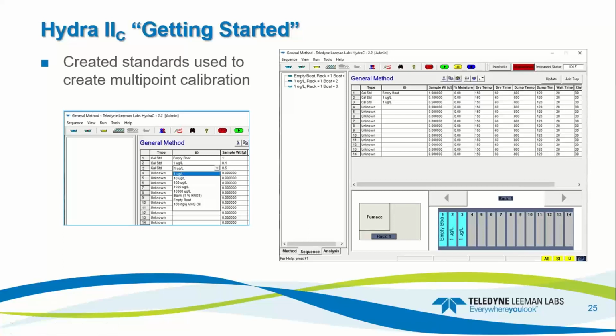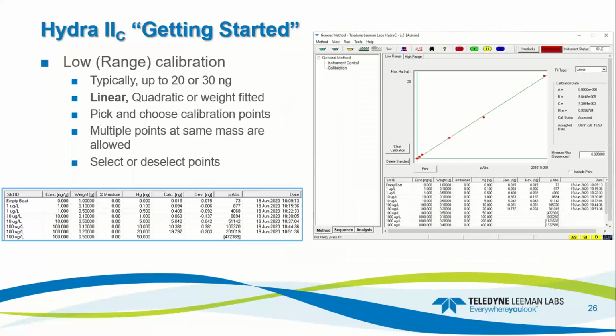If all your samples are less than 20 nanograms, then you could put multiple points between 0 and 30 nanograms and only run in the sensitive cell if that's what you want to do. Low range calibration, typically 20 or up to 30 nanograms, linear. Pick and choose calibration points. You can have multiple points at the same mass. You can select or deselect points. It's all right in here. It's really easy to do.